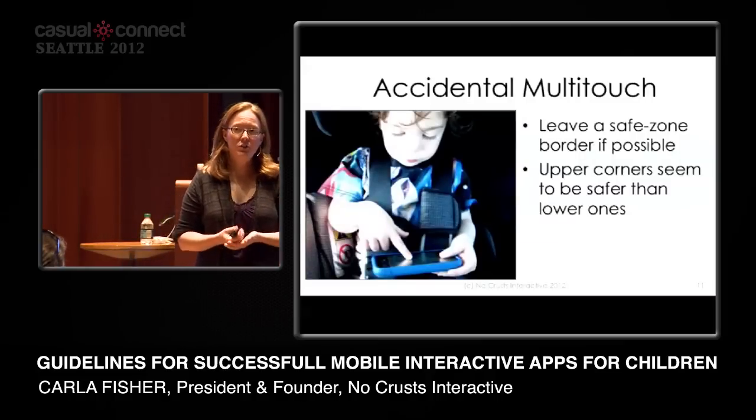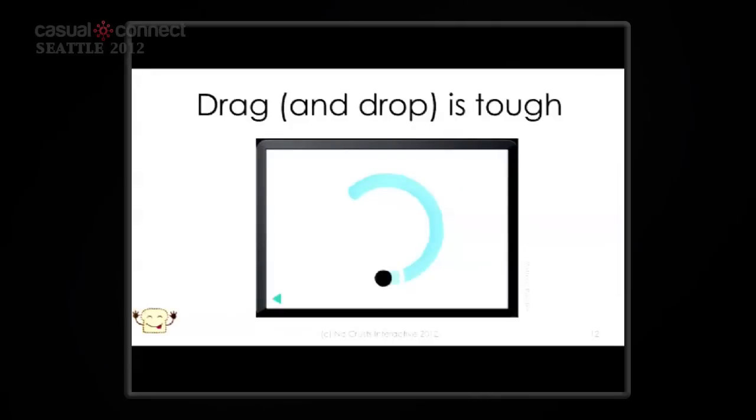So what we try to do where we can is leave a safe zone border, knowing that fingers are going to sneak onto the screen. Now, iPhone screens are a really tough challenge because all of a sudden you're cutting down your screen size a lot. So then we try to keep things up toward the top of the screen. That seems to be a little bit safer if there's buttons you don't want them to hit. Or we just try to be smart in the code and try to figure out what's going on with things.